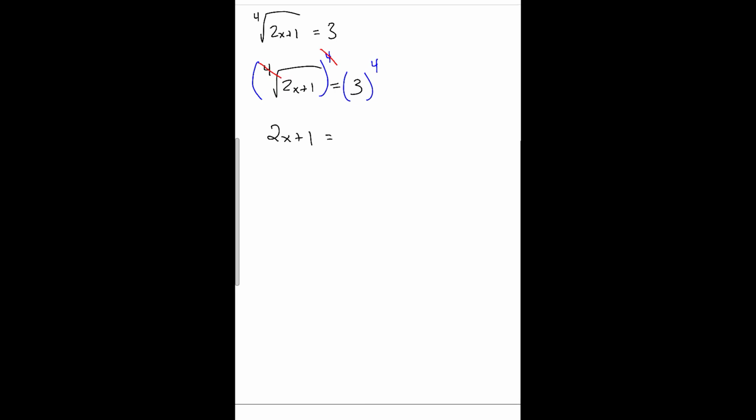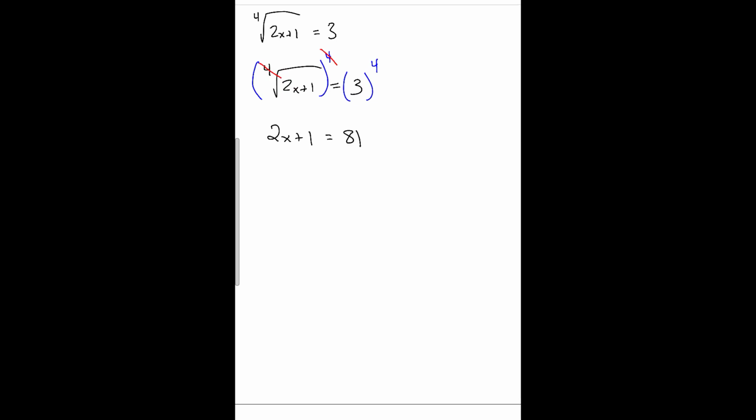And then 3 to the fourth power, well, you can do it in your calculator, but you can also think of it as 3 times 3 times 3 times 3. So if you work it out from left to right, 3 times 3 is 9, 9 times 3 is 27, 27 times 3, well, that would be 81.